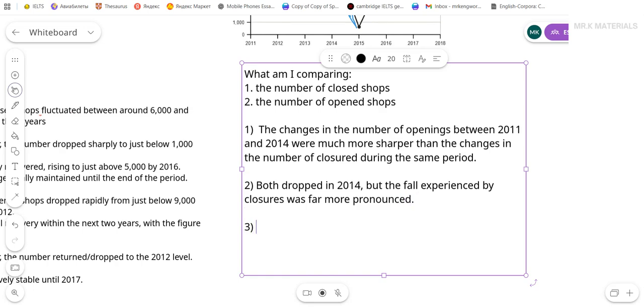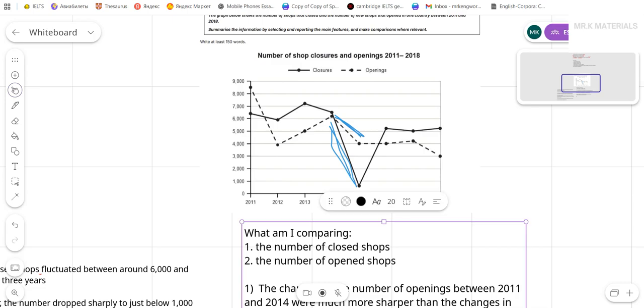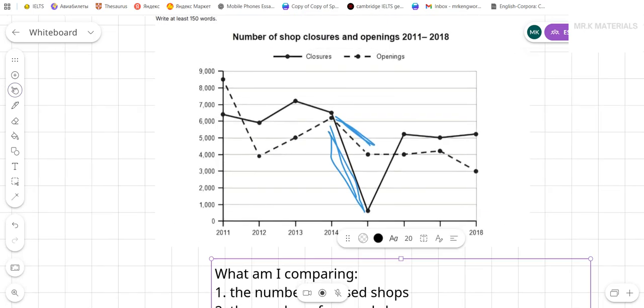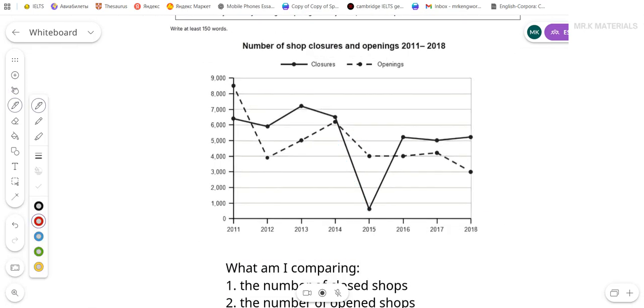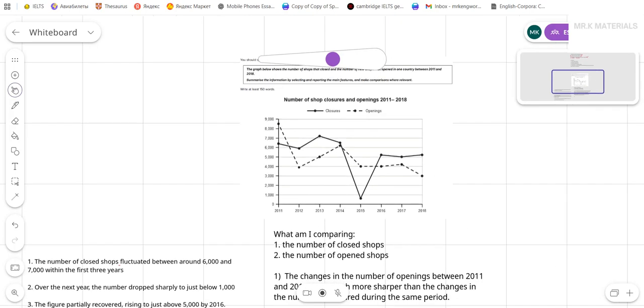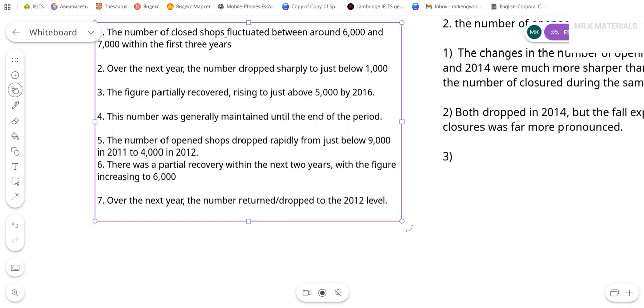Let's go with the third comparison. Again, you may want to pause the video and see what else can be compared here. We talked about this. How about this? Can I compare this with this? It doesn't really look okay, right? It's not really relevant, it's quite confusing. You will waste time trying to compare that. Let's look at our key features.